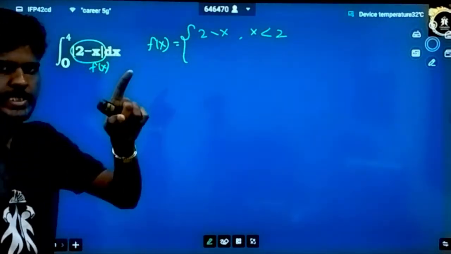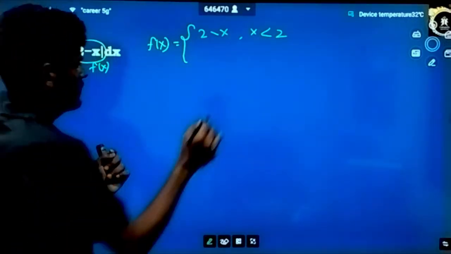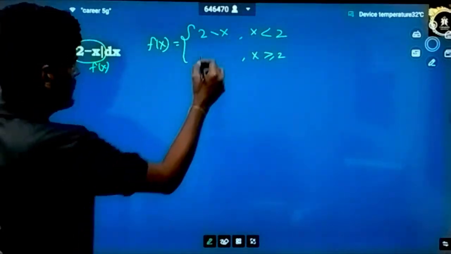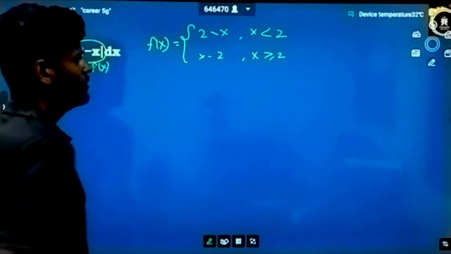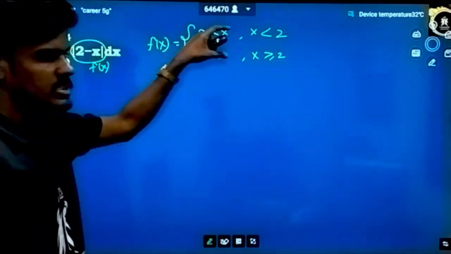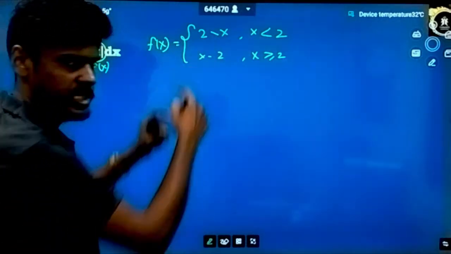Then mod of a value will be minus of the value when it is negative. That means when 2 minus x is negative, that is the other region, x greater than 2, we have to change the sign. Then it will become x minus 2. This is the value of the function. The function definition is changing like this. So first we have to observe this change.